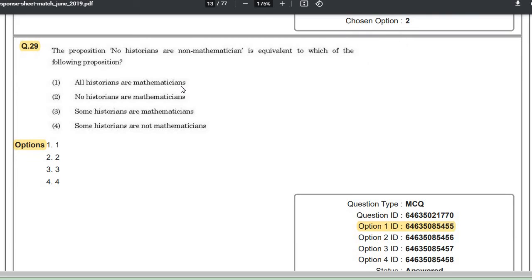Question number 29. The proposition no historians are non-mathematicians is equivalent to which of the following propositions? All historians are mathematicians. Option 1 is the correct answer. Whenever we remove no from both nouns, we get all historians are mathematicians. So option 1 is the correct answer for question number 29.